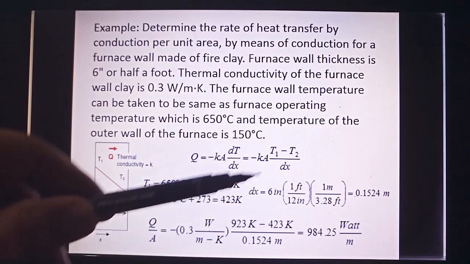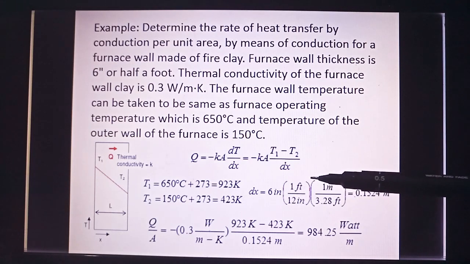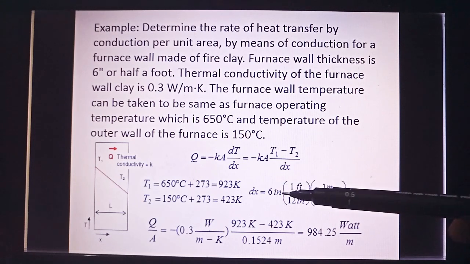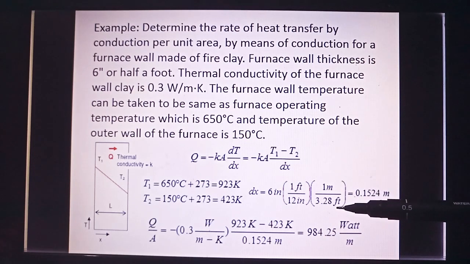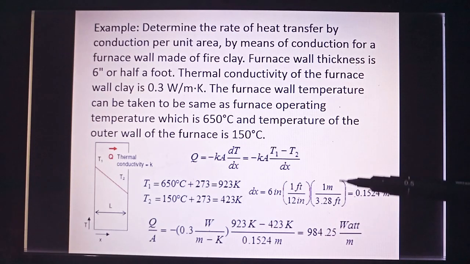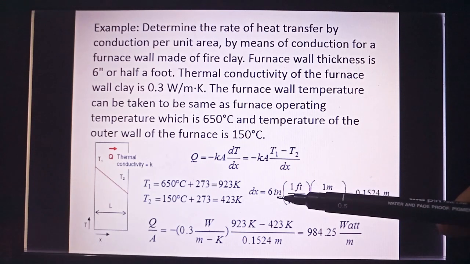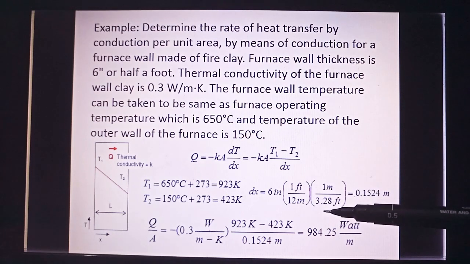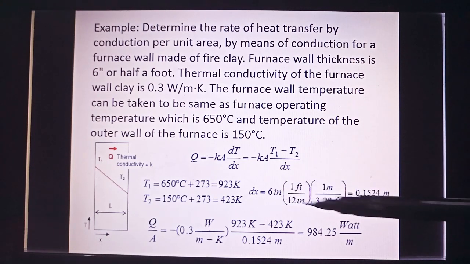And then we also check our dx, that is the thickness, given as 6 inches. So when we convert 6 inches to meter, 1 foot is equivalent to 12 inches. We will multiply this, so we will cancel inches. What remains here is feet, and then 1 meter is equivalent to 3.28 feet. This is the conversion of meter to feet. So we will cancel feet, and what remains here is meter. So when we multiply 6 times 1 over 12 times 1 over 3.28, that is equivalent to 0.1524 meter. That is our thickness dx.